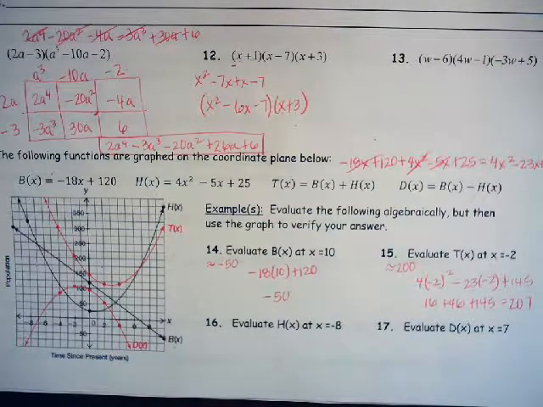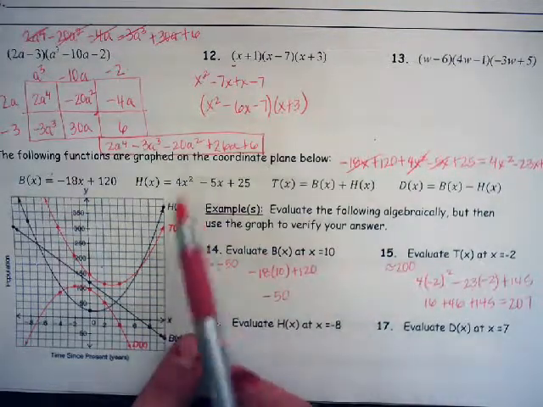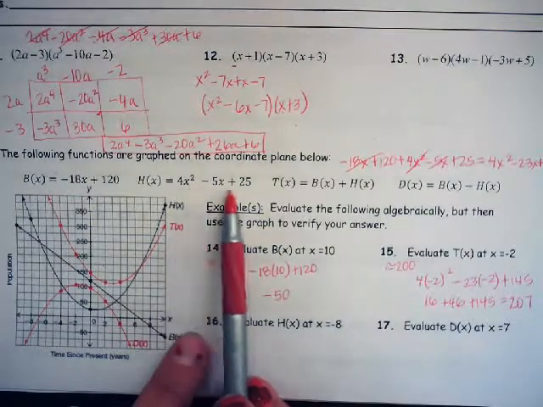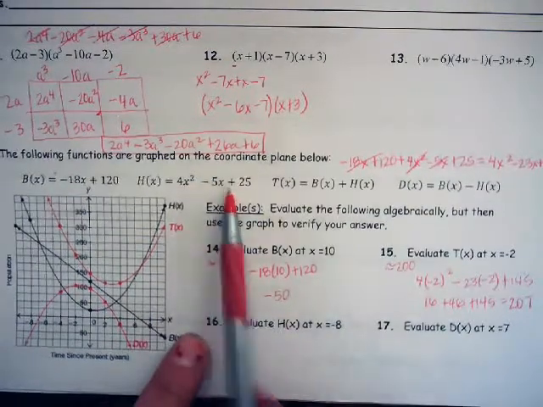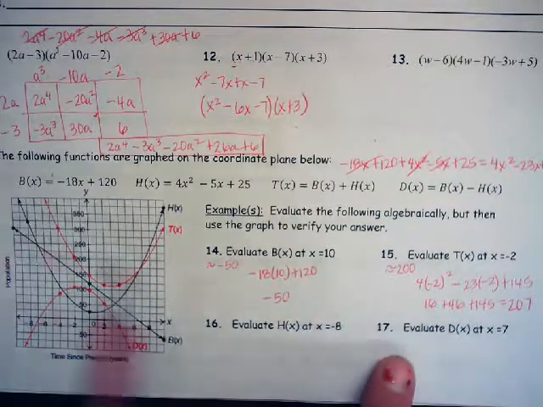Okay, you do 16 and 17 exactly the same way, but 16 you're going to evaluate h of x at negative 8, so you're just going to plug negative 8 in for x up here and solve it. And then 17 you're evaluating d of x at x equals 7.